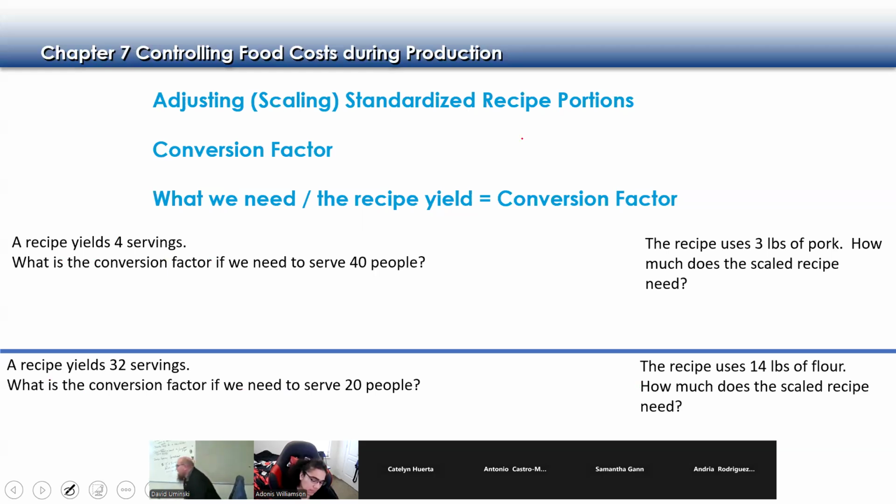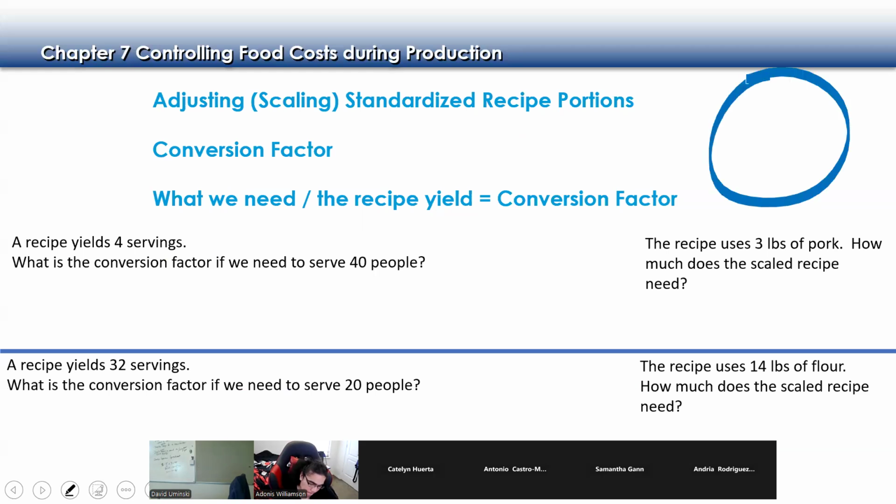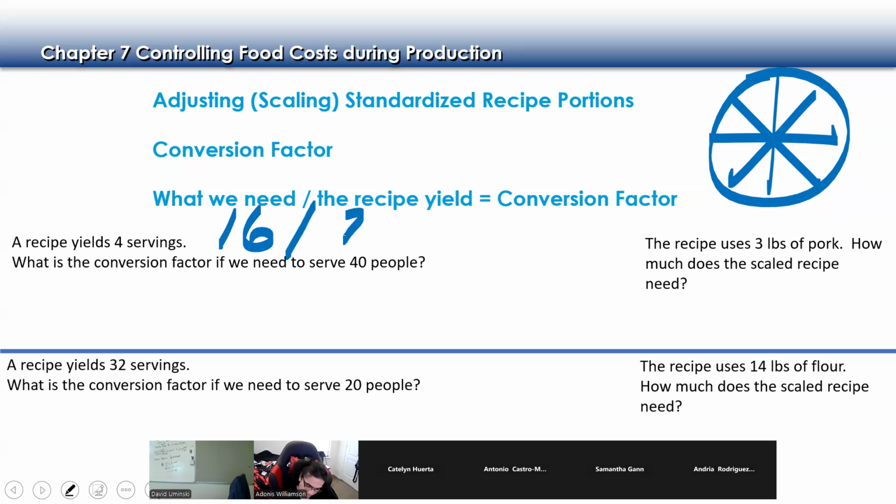All right, so the other thing we want to talk about is how we can scale up or scale down recipes, right? Let's say I have a cake and my cake serves 8 people. If I need to feed 16 people, what do I have to do to my recipe? Double. I double it, right? So if I take what I need, 16 servings, and I divide by what the recipe makes, 8, my conversion factor is 2.